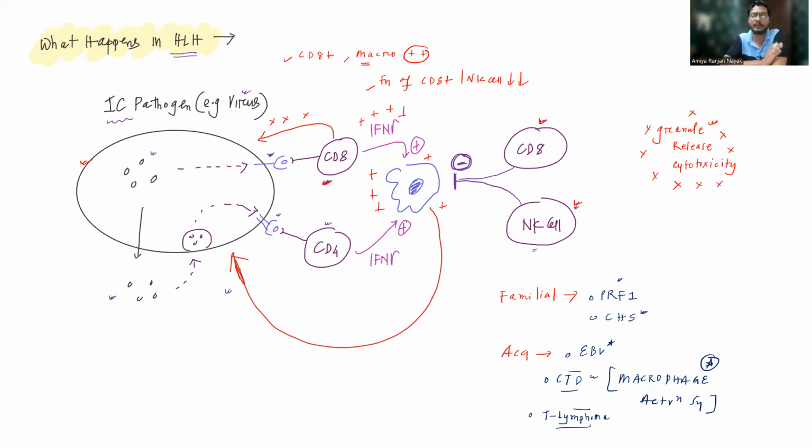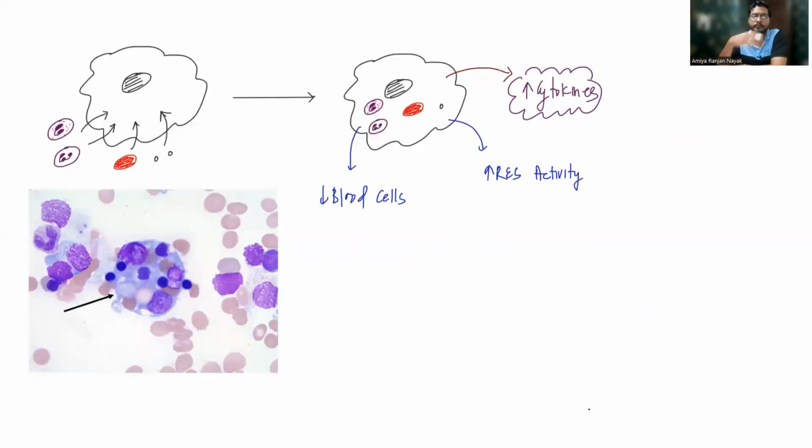And the mechanism now we have understood. Now we'll see what is the consequence of this significant macrophage activation. If you see here, this macrophage is activated. Now it will try to engulf the normal cells, basically the normal blood cells. So if you see, it is engulfing the normal cells. So this is an activated macrophage, or you can say histiocyte, which is containing the normal cells.